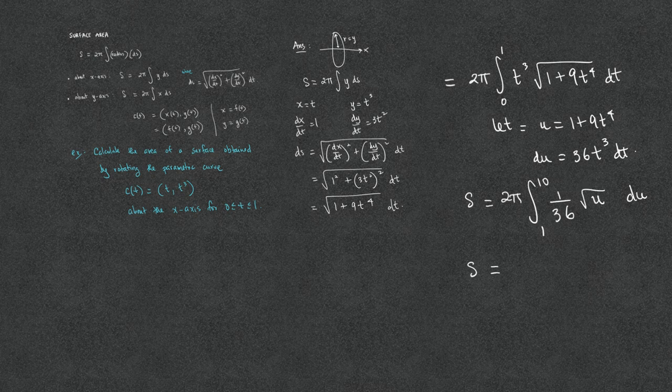The surface area is therefore pi over 18 times the integral from 1 to 10 of u to the 1/2 du. Evaluate this integral to obtain pi over 27 times (10 to the 3/2 minus 1). This is roughly 3.5631.